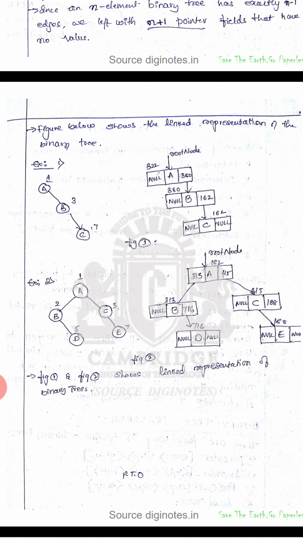Again, in the next node B will be stored. B has only a right link but not a left link, so left will be stored as null, and right will have the address of C, that is 162 as per the diagram. Next, C is not divided into either left or right, so C will be stored and both the left and right links will have null pointers, in the sense there is no further node.